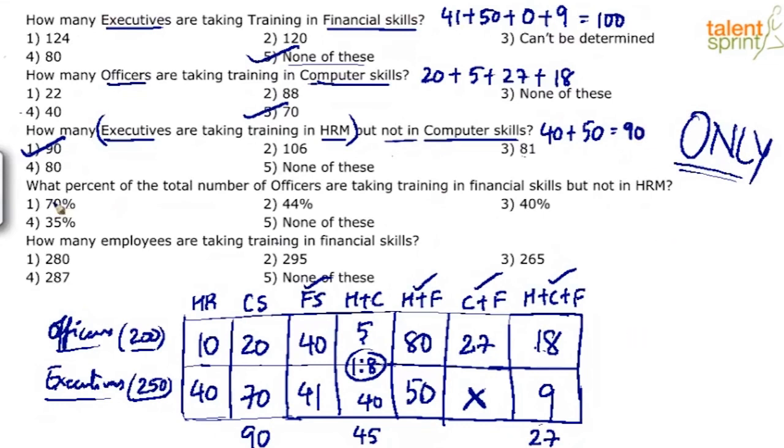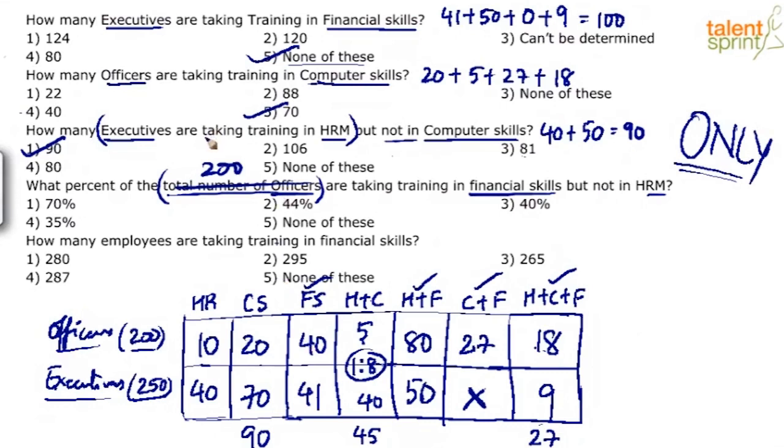Next question. What percent of total number of officers? Total number of officers is 200, right? So what percent of 200 are taking training in financial skills but not in HRM? Again, officers who are in financial skills but not HRM.